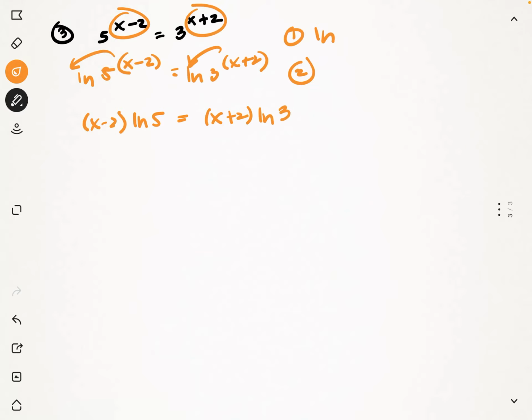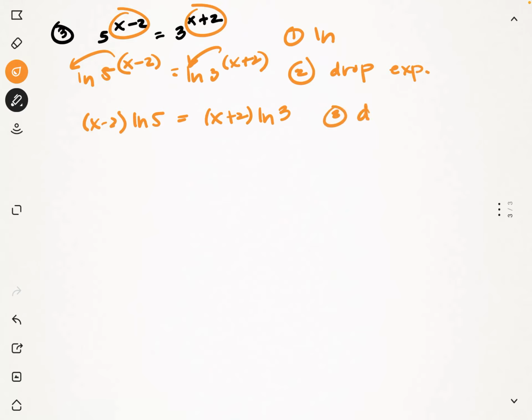All right, so here's the part where it's going to get complicated. Remember, ln 5 and ln 3 are just numbers, right? We don't have to know their exact value now, but we can treat them like any other number. So what we're going to do here is, oops, I forgot to write step 2. Drop exponent. Okay, step 3.